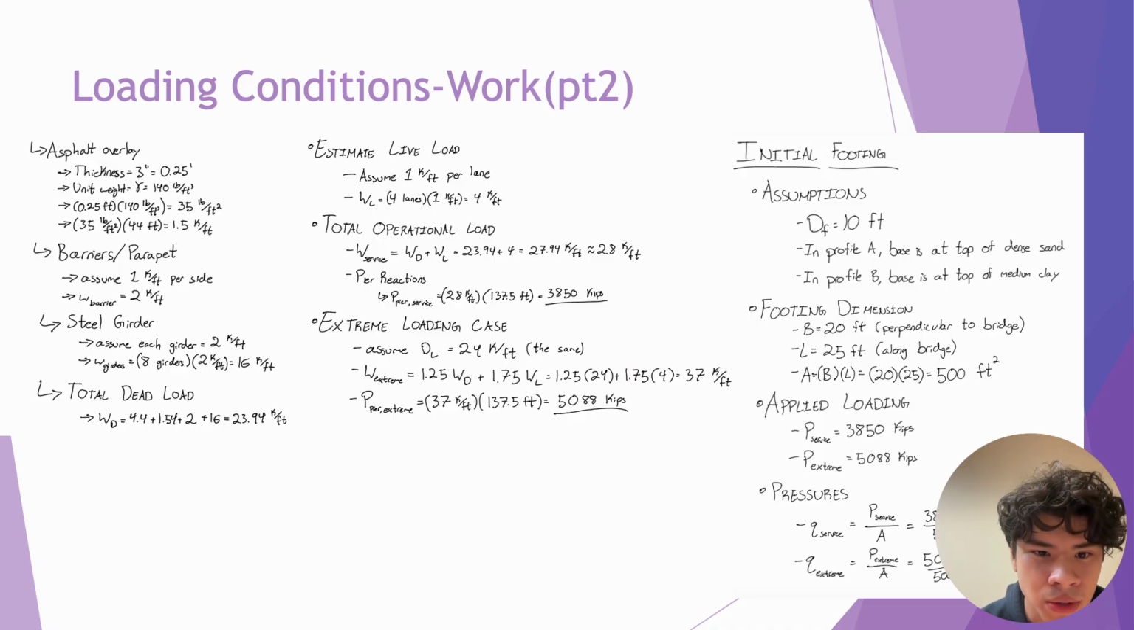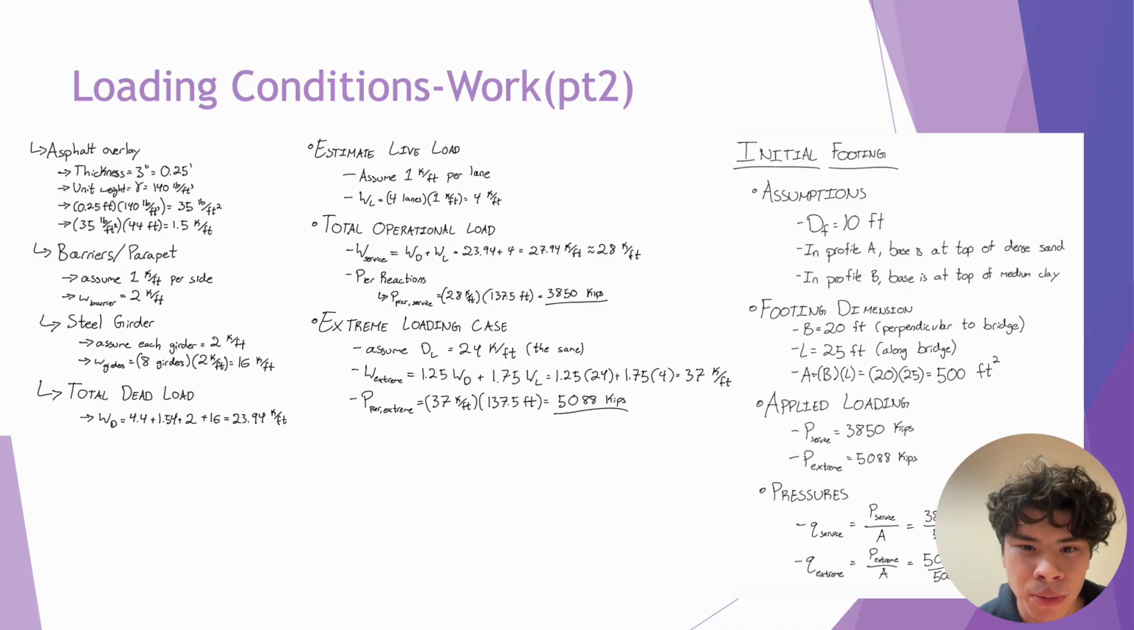Our steel girders, we assumed each girder was 2 kips per feet. Multiplying by 8 girders, we got a total of 16 kips per feet. Our total dead load, we added all these numbers together, and we got 23.94 kips per feet. To estimate our live load, we assumed 1 kip per feet per lane. Multiplying by 4 lanes, we got 4 kips per feet. Our total operational load, also known as our service load, we added the distributed dead load and the distributed live load to get a total of 28 kips per feet, in about an approximation.